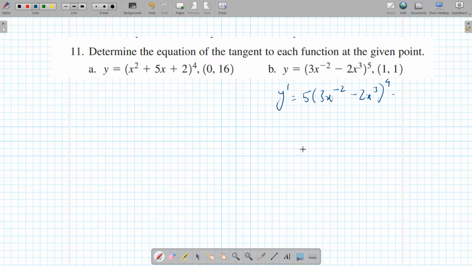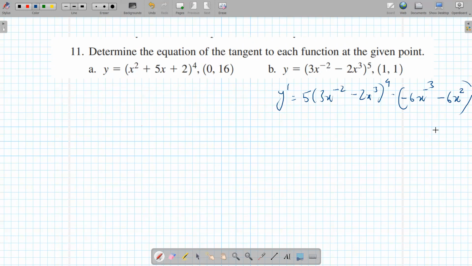What do you do when you have two exponents? You do them one at a time. So the first one would be 3 times negative 2, bring the negative 2 down, so it'll be negative 6x to the negative 3. The next one, again, bring the 3 down. You have minus 2 times 3, minus 6. And this one will have 2, like that.